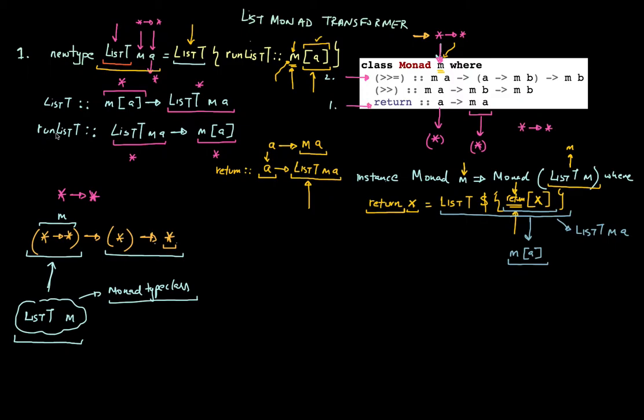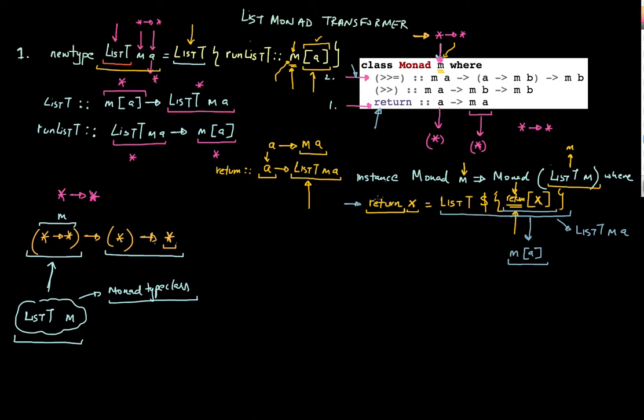In this third part of the video, we are going to provide the implementation of the bind method. In the last video, we provided the implementation of the return method. Just to recap, what we did earlier was to have list tm as an instance of the monads type class, and in the process, we are trying to provide the implementation of the return method and the bind method.